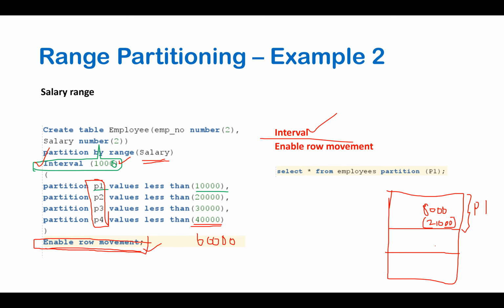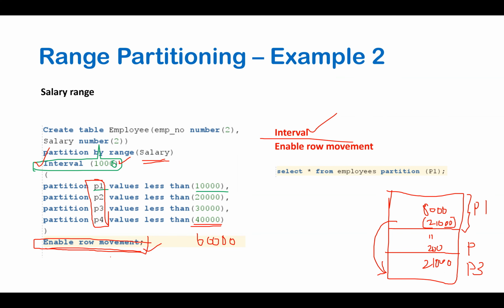Where should it be? It should be available in P3, right? So P2 is 11,000 to 20,000, up to here it will be. So 21,000 should be here. So whenever you are updating any record, if it should move to the other partition, then you have to mention enable row movement. Clear?